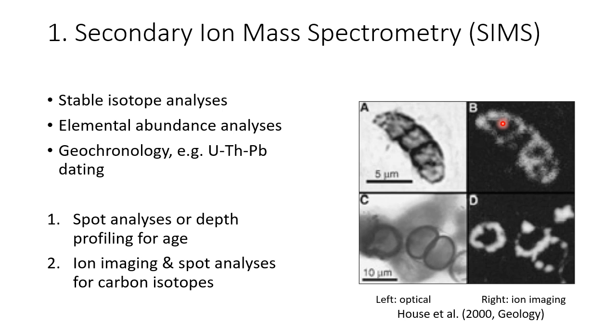And they were also able in this study to go in and put spots on these individual microfossils, spots just a few microns in diameter, and able to get precise delta C13 on these individual microfossils and relate different carbon isotopic ratios to different types of microfossils here. So both ion imaging and these spot analyses for isotopic and composition is something that SIMS routinely does.